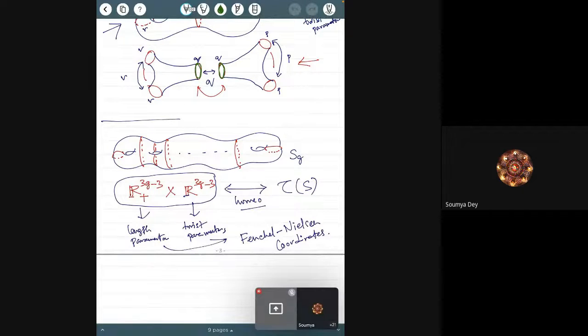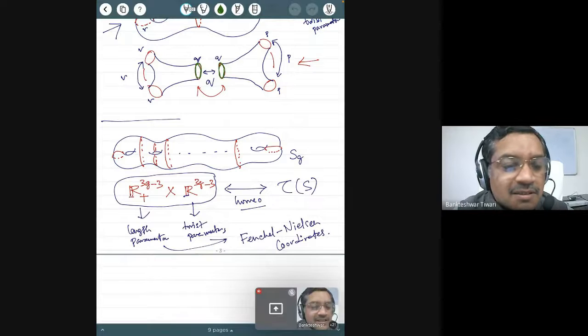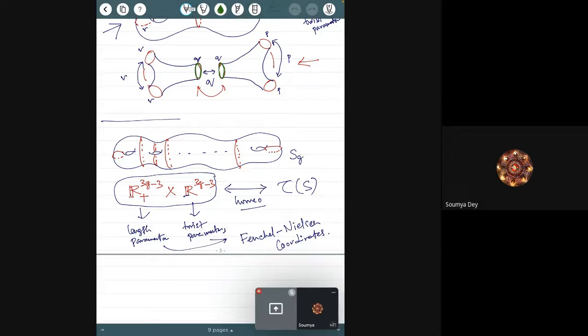It's good. So for this hyperbolic structure, definitely genus should be greater than or equal to 2.